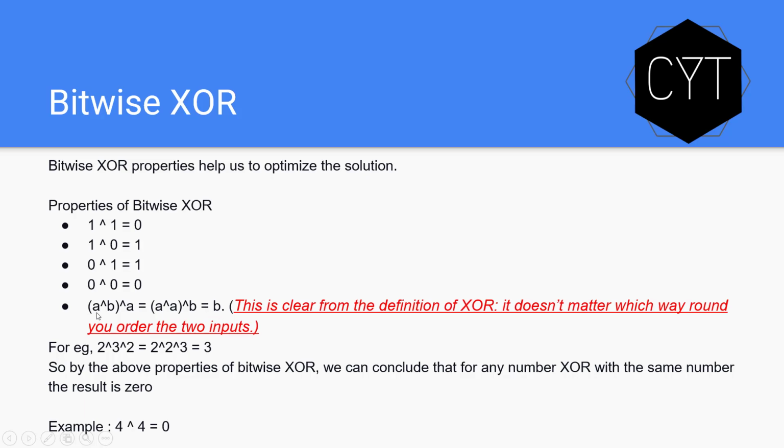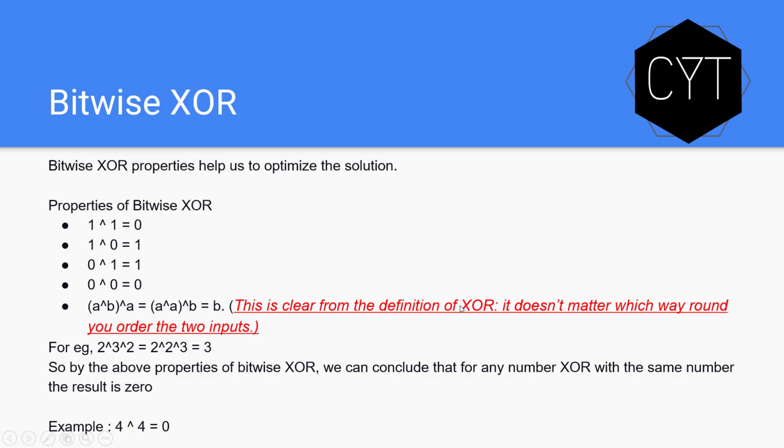So what happens here is A gets cancelled out and B will be the output, and here also the same. It does not matter what the order of the elements is. If there are two equal elements in the array, they are going to get cancelled if we perform XOR on the entire array.